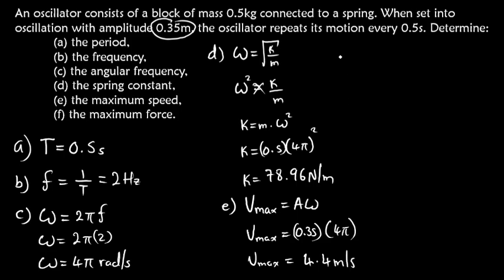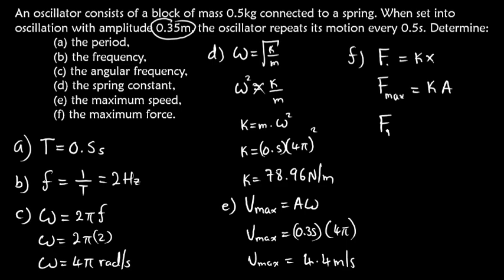as our maximum speed. Then lastly, for the force, we're told to calculate the maximum force. So to find the maximum force, we're going to use the formula F is equal to kx. But remember, x is displacement, and since we want maximum force, then we're going to use maximum displacement. Now maximum displacement is amplitude.